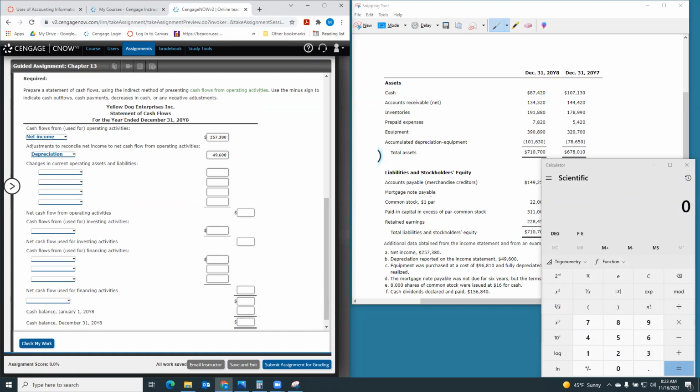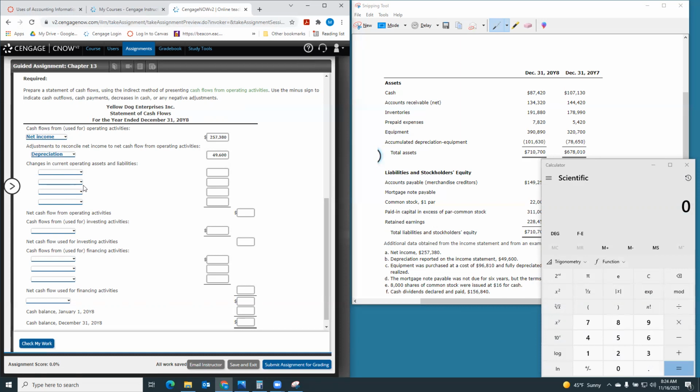The reason is that on the income statement, depreciation expense will reduce the amount of net income, but it won't reduce the amount of cash. So by adding depreciation expense back to the net income, we're bringing that in line with the amount of cash they would have actually received. Then we're going to make adjustments for changes in the current operating assets and liabilities.